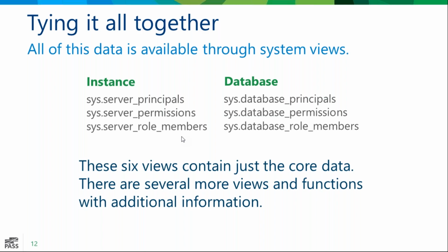These are the system views that contain all the information that we have just talked about. And they are very, very well named and very, very well put together. If you skim through them and look at what they are and how they're laid out, it will help reinforce everything that we've talked about so far. At the instance level, you have the server principals, permissions, and role members. And at the database level, you have the database principals, permissions, and role members.